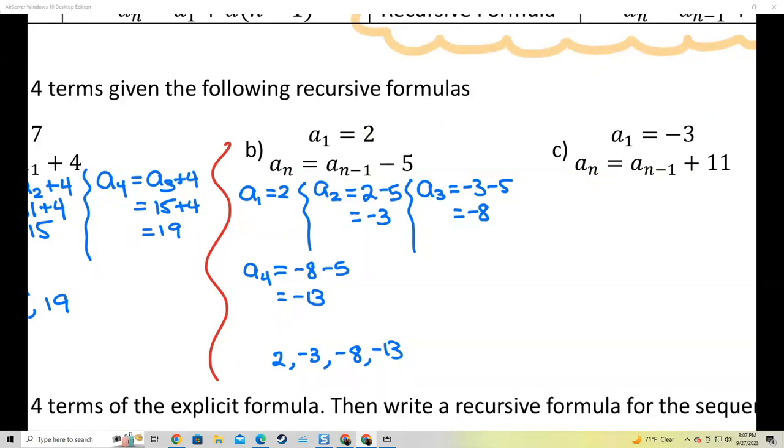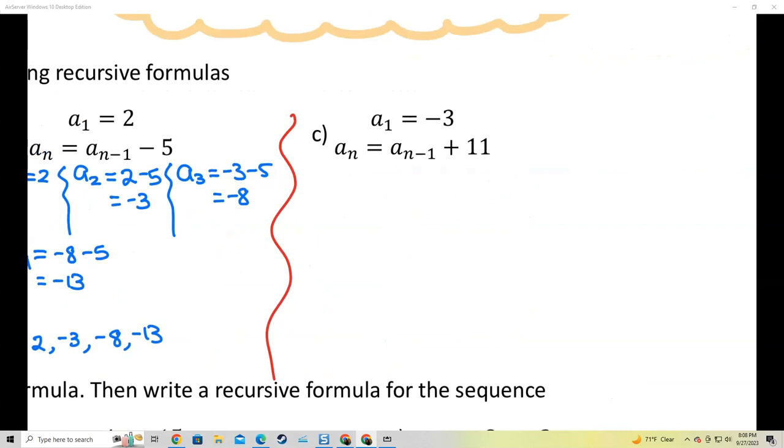Okay, I'm going to move a little bit faster. I think hopefully you're getting the hang of this. We're going to move fast. Let's see. On the first term, what is my first term? I know my first term is -3. On my second term, what did they tell me to do? Well, they told me to take the previous term and add 11. So I'm going to take the previous term, which is -3. I'm going to add 11. That gives me a +8. So I know my first term was -3. I know my second term is 8.